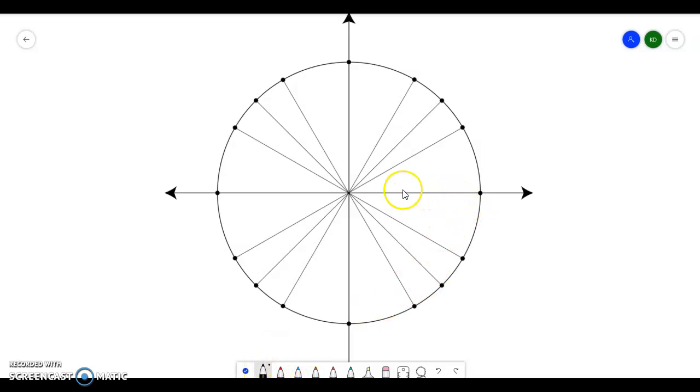Like this here is either 0 degrees or 360 degrees. This here is 90 degrees. This here is 180 degrees. And this here is 270 degrees. So that would make this 45 degrees because it's in between 0 and 90. So let's write that on the inside. 45 degrees. This is 30 degrees and this is 60 degrees.